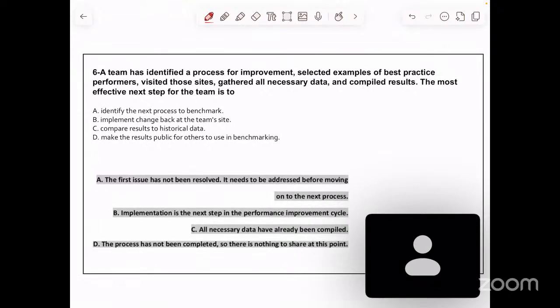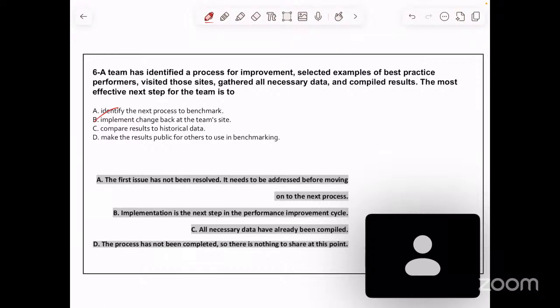What's the answer here? A team has identified a process for improvement, selected examples of best practice performers, visited those sites, gathered all necessary data, and compiled results. The most effective next step for the team is to what? Identify the next process to benchmark. No, implement change back at the team's site.